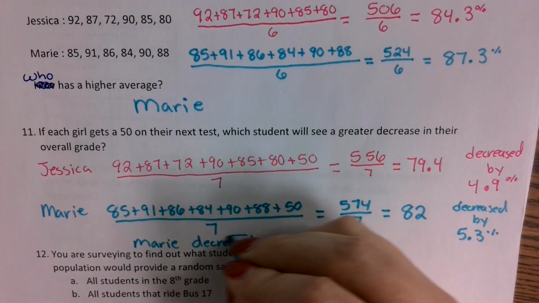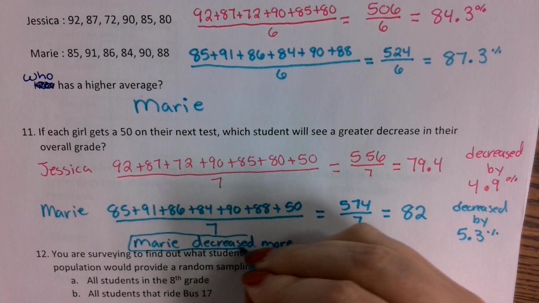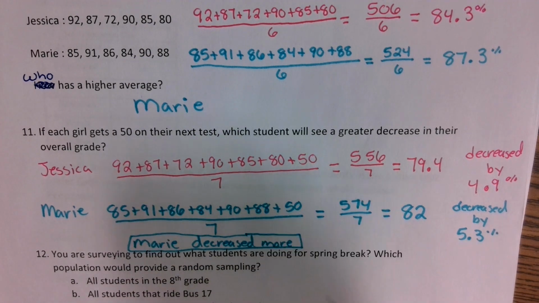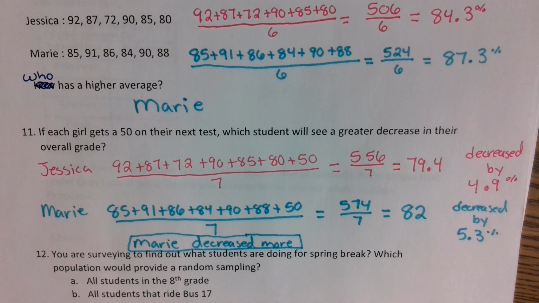You need to make sure you understand how to do that. Okay, lower scores have more to gain from a high score. Higher scores have more to lose from a lower score.